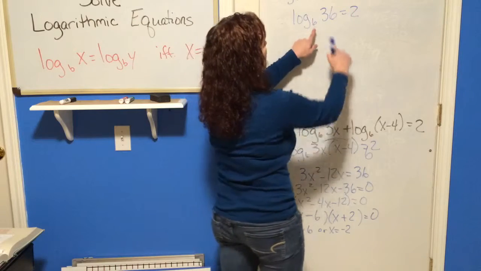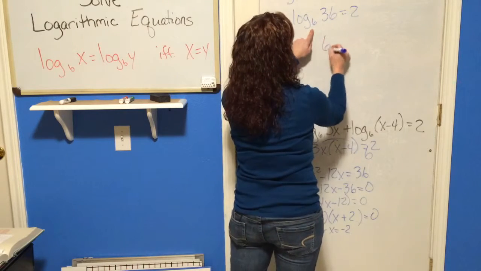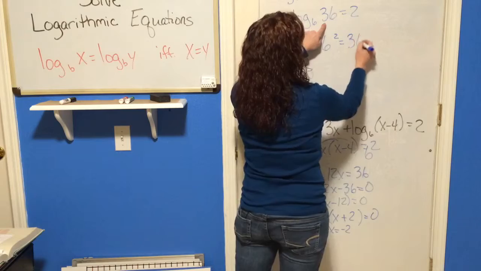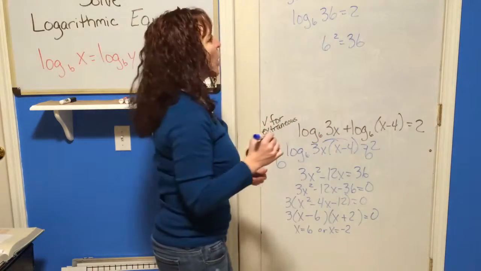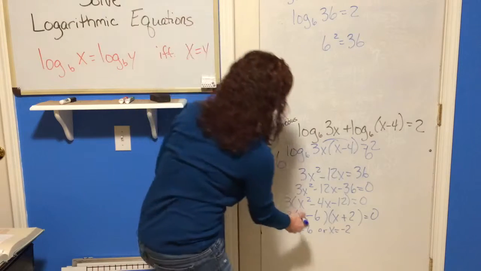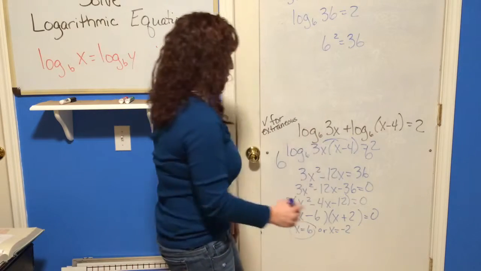Is that true? 6 squared equals 36. Is that true? Yes, it is. 6 squared does equal 36. So we're good to go. All right, so x equals 6 is one of our solutions.